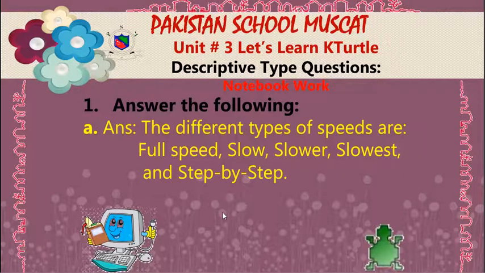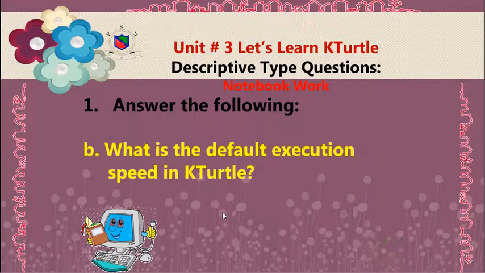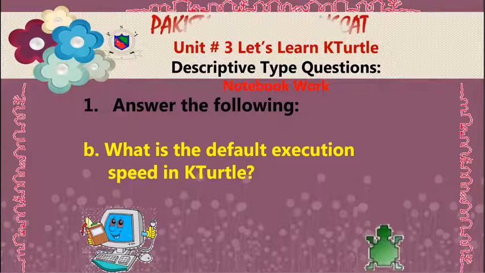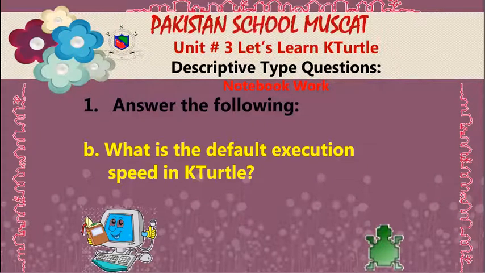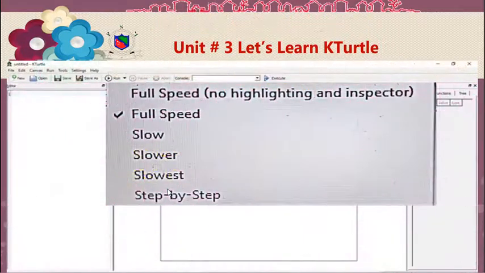Here we have B part. Yes, the B part question is, what is the default execution speed in KTurtle? If you run a program, if you execute a program, what is the default execution speed? Again, we go over here when we click on the run button. By default, already selected by the computer before in the KTurtle software, this is the full speed. Yes, this is the full speed with us.